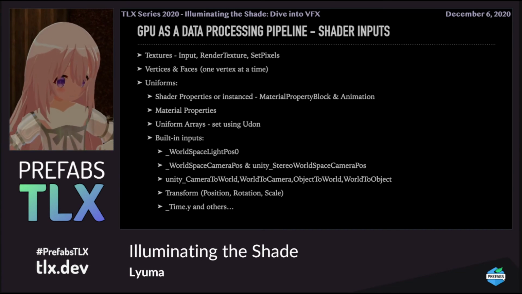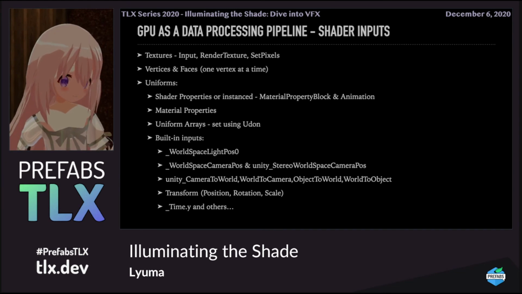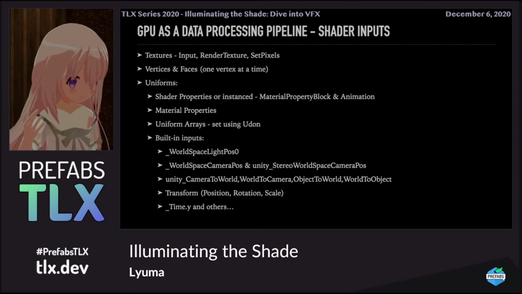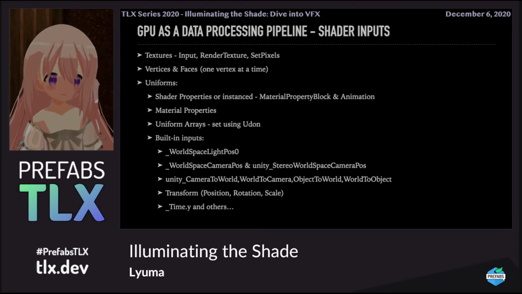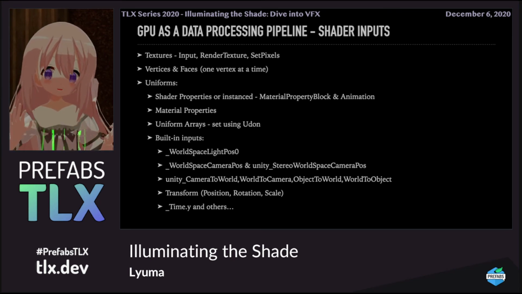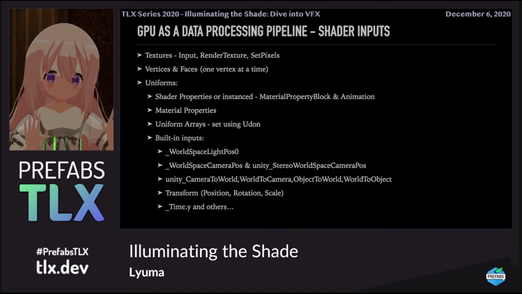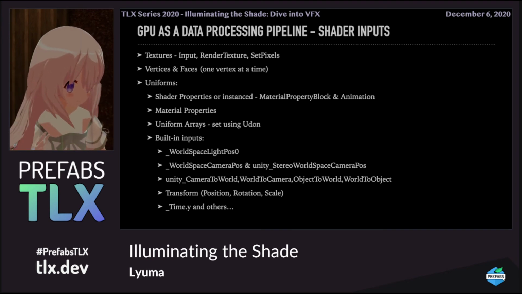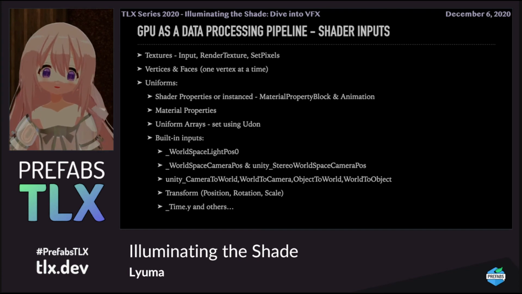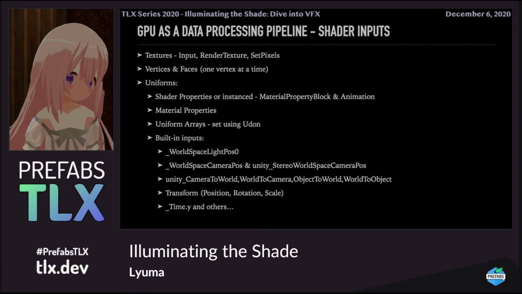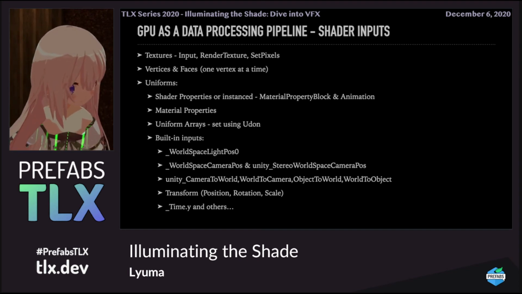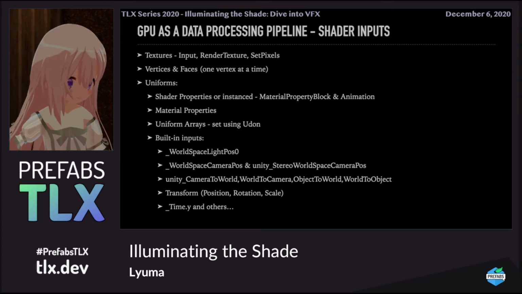So the inputs, in addition to the mesh data, you also have uniforms. There's a lot of different types of uniforms. Uniforms just mean anything that's the same for every vertex of your mesh, or every pixel of your mesh. And also, of course, textures. Textures can have lots of data in them. Those are also inputs.